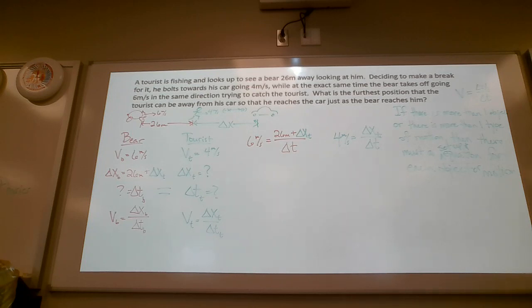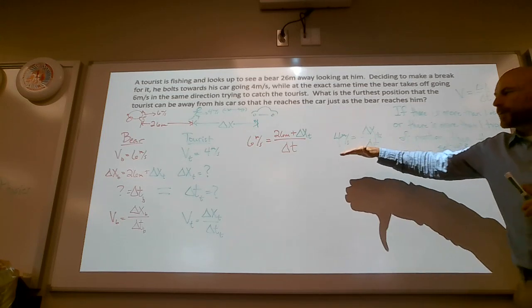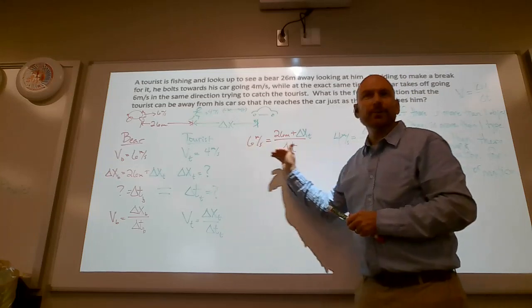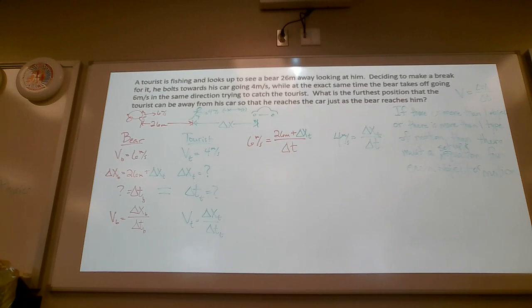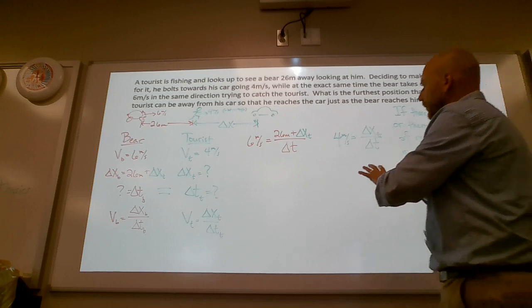Everybody see where I got that from, where that came from? At this point here, this is what I would consider the physics part. You're taking a scenario in life and you're representing it mathematically. This is the hardest part, in my opinion. It's the setting up. After this, it just becomes a math problem. Okay, the majority of the points are awarded for this part.